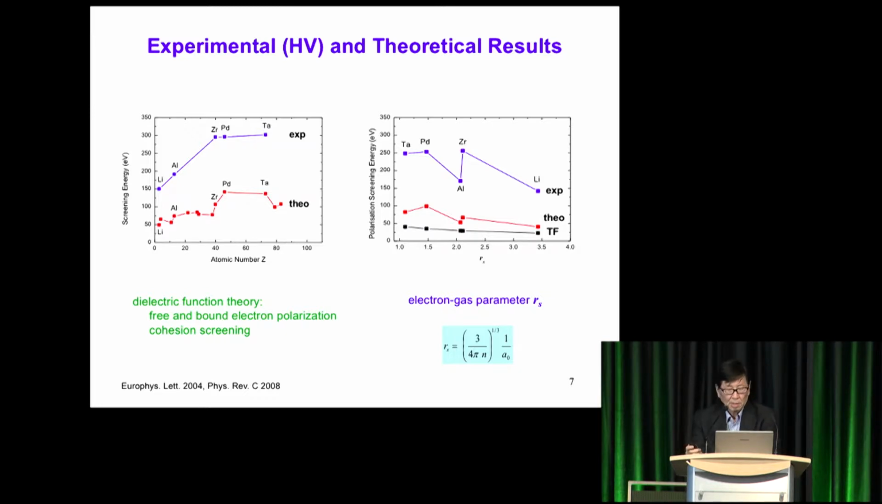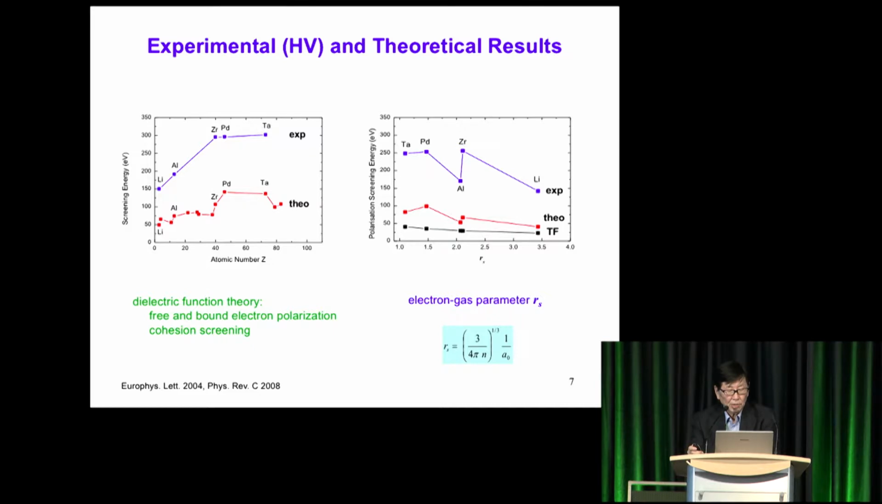Here, blue points show our experimental result obtained at similar experimental conditions, that is, under high vacuum conditions, probably with small oxygen contamination. In the left figure, we plot the screening energy as a function of atomic number, and in the right figure, plotted are the deduced values of a polarized screening energy as a function of the electron gas parameter r_s.